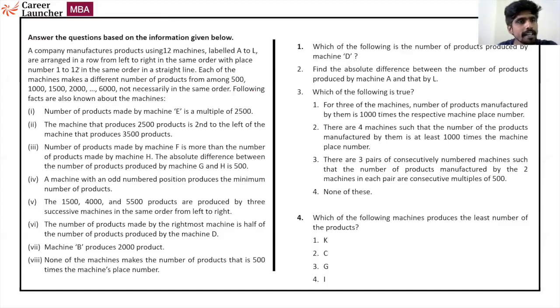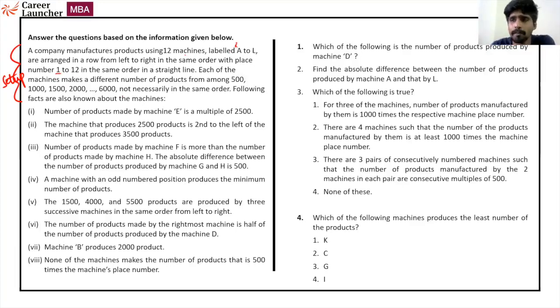So let's quickly read the setup of the question. This is the setup, the first paragraph. What does the setup say? The setup says that a company manufactures products using 12 machines labeled A to L that are arranged in a row from left to right in the same order, with a place number 1 to 12 in the same order from A to L. That means machines A to L are already arranged in that order, 1 to 12, as the numerical value of those letters.